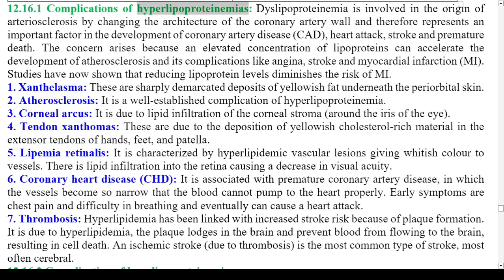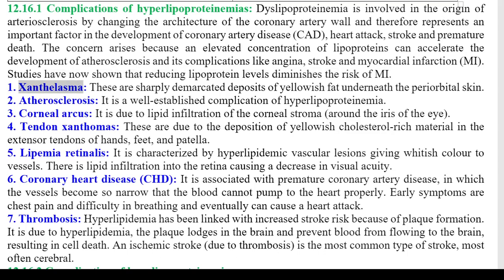12.16.1 Complications of hyperlipoproteinemias. Dyslipoproteinemia is involved in the origin of arteriosclerosis by changing the architecture of the coronary artery wall and therefore represents an important factor in the development of coronary artery disease (CAD), heart attack, stroke, and premature death. The concern arises because an elevated concentration of lipoproteins can accelerate the development of atherosclerosis and its complications like angina, stroke, and myocardial infarction (MI). Studies have now shown that reducing lipoprotein levels diminishes the risk of MI.